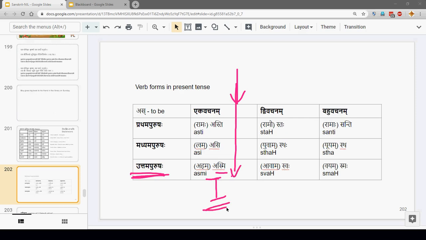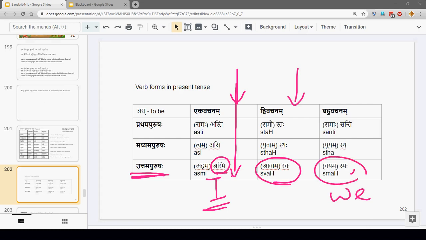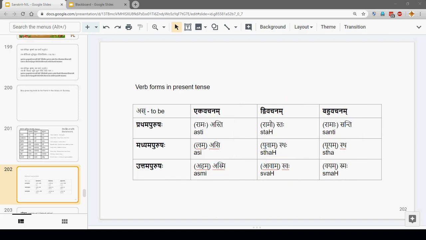But I is a must there. I has to be there in order to use this form. But if two of us are doing the work or the action in the sentence, then this uttama purusha dvivachana form is used. And if many of us are doing the action, then this form, uttama purusha bahuvachana, the plural form, is used.